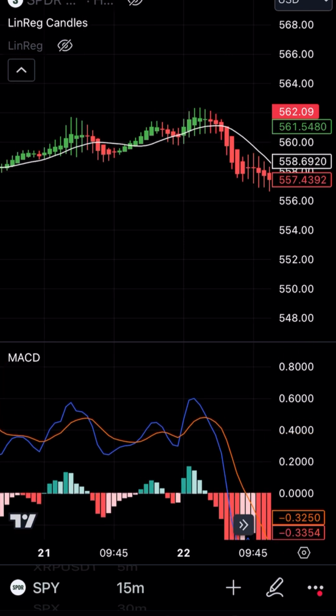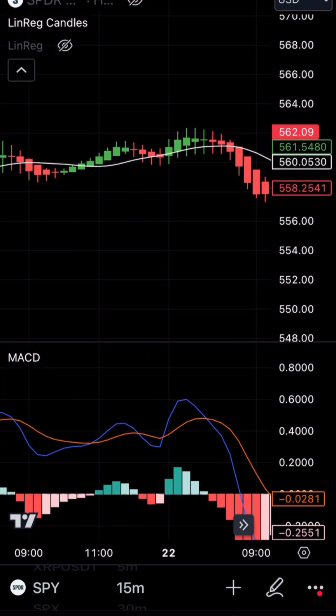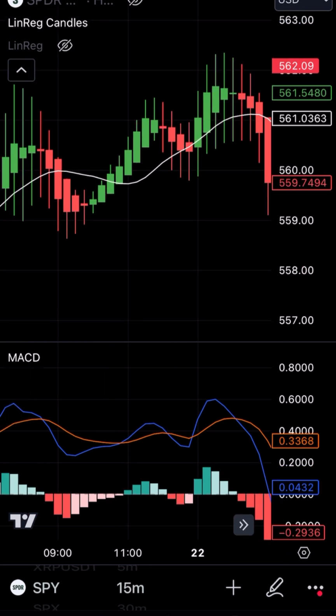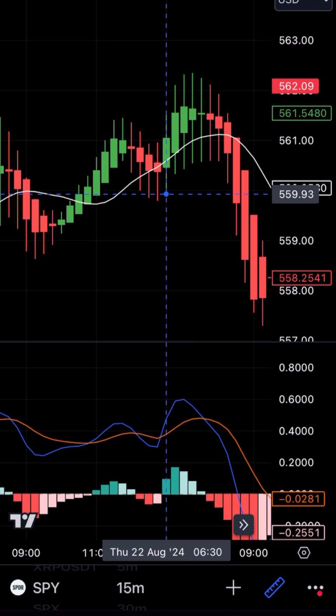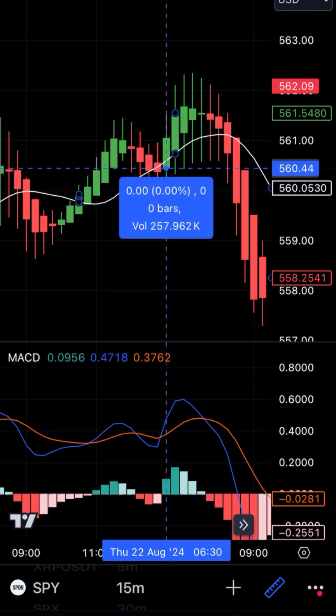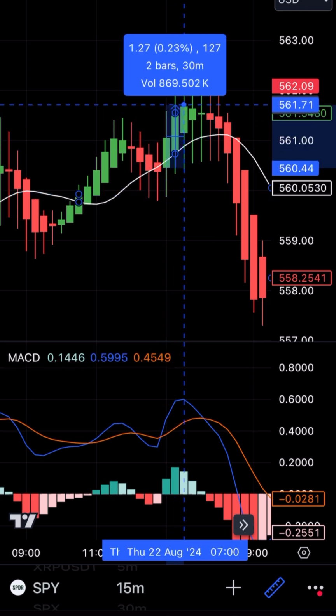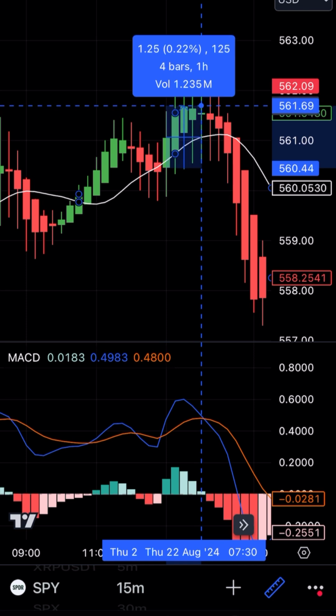So what you want to do, we know the trend is usually up here. So what we want to do is find all those moments where it's going up, where it's crossing up. So we see it happen right here. This is a quick scalp, here to here. This is 1 hour and about $125.